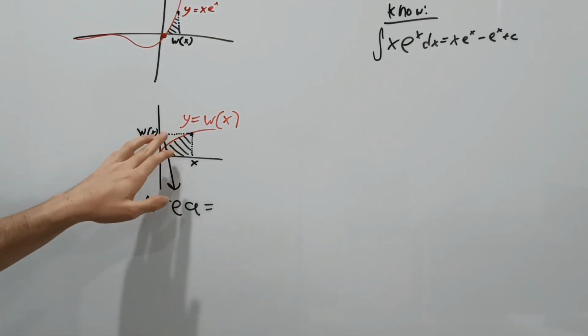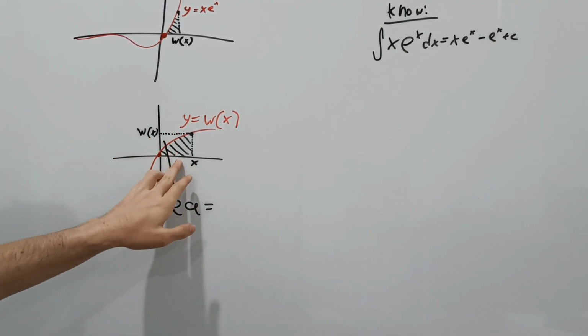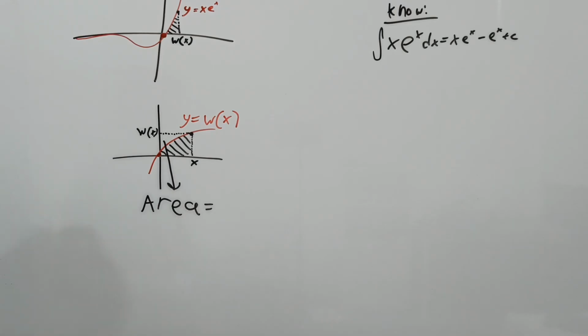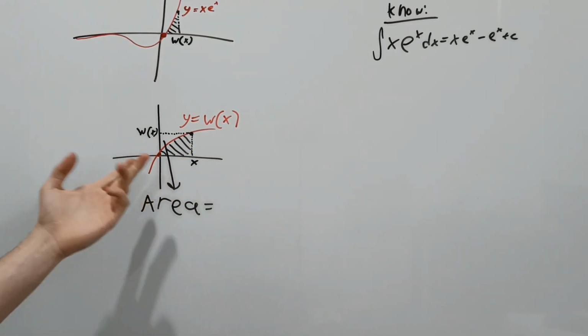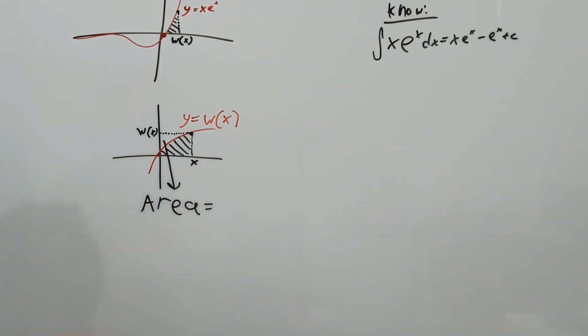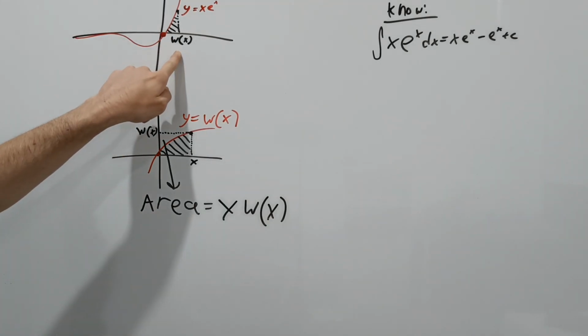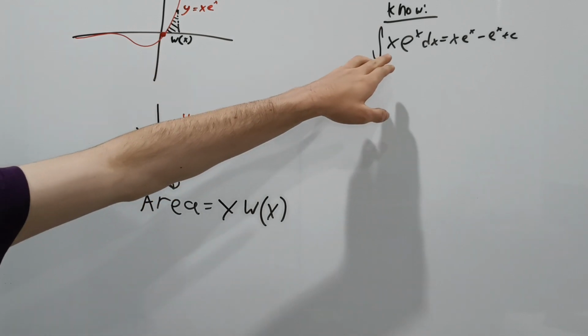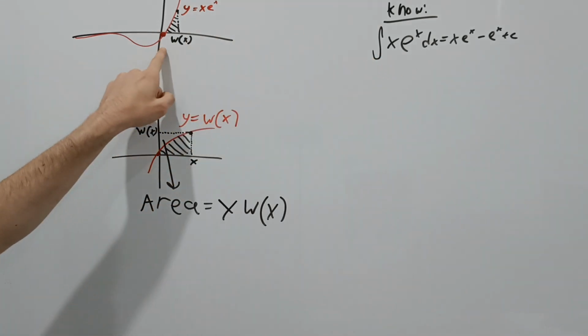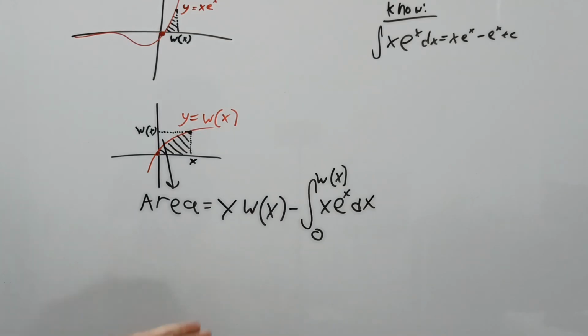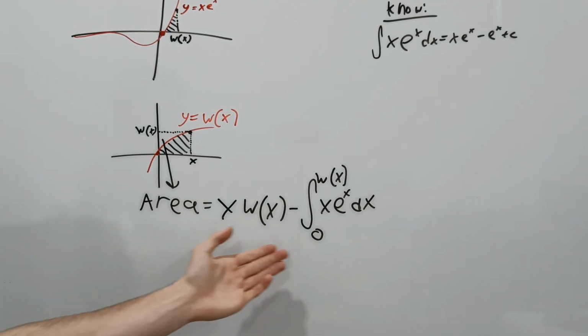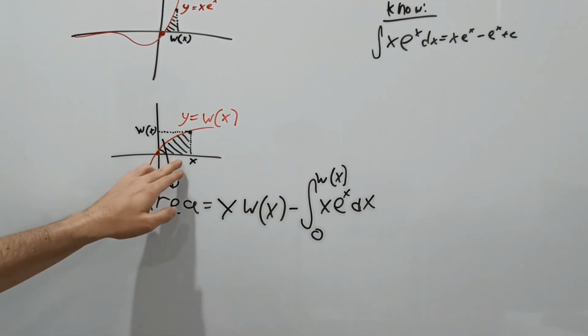So we just subtract the unshaded region from the rectangle and we get the shaded region. So that's how it's going to go. This rectangle, we know its dimensions, so the area is really easy. It's just x times w of x. And this area is, as I mentioned, the same as this area, which can be represented as this integral from 0 to w of x. And this is actually the exact answer that we need. This tells you all the information you need to know to find this area.